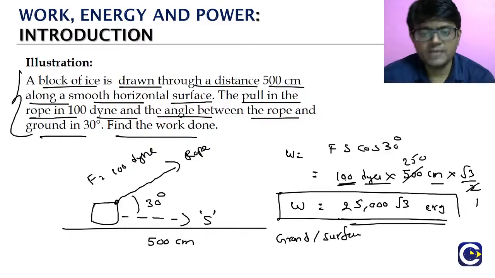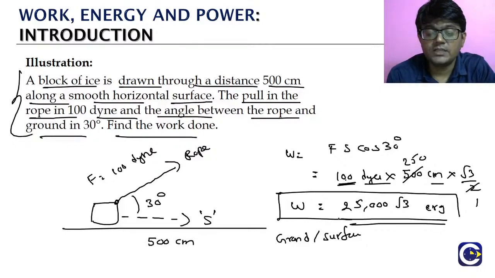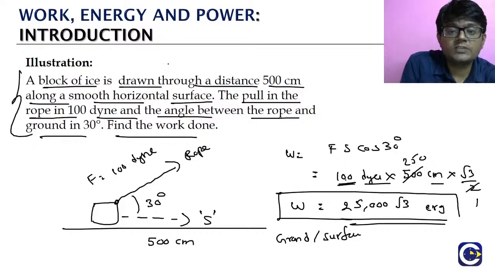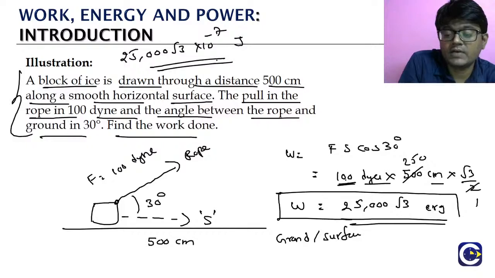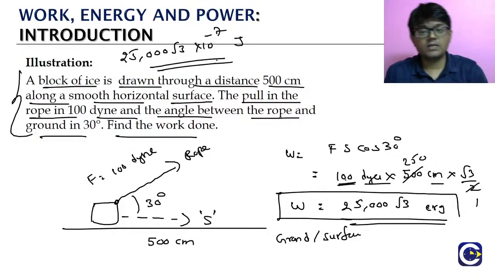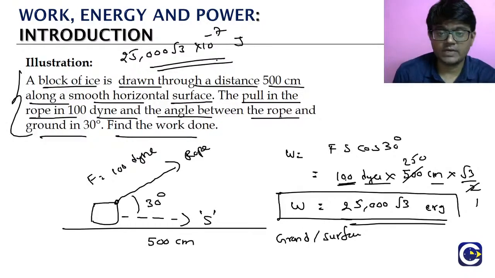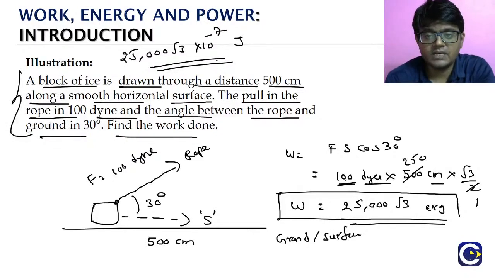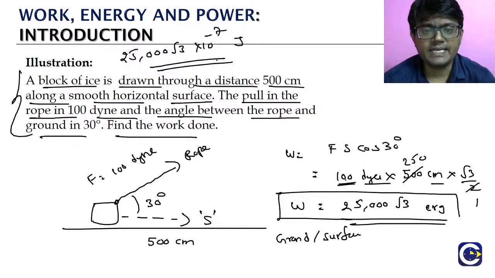Sometimes, while they might give the force and displacement in terms of CGS units, they might expect us to give the final answer in terms of joule. In that case, how do we convert this value? Whatever the work in erg, we have to multiply this with 10 power minus 7. That will give us the work in terms of joule, because 1 erg is equal to 10 power minus 7 joule. So we simply multiply the work that is coming in erg with 10 power minus 7, and we get the work done in terms of joule.